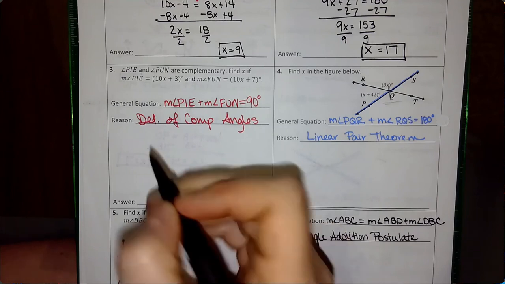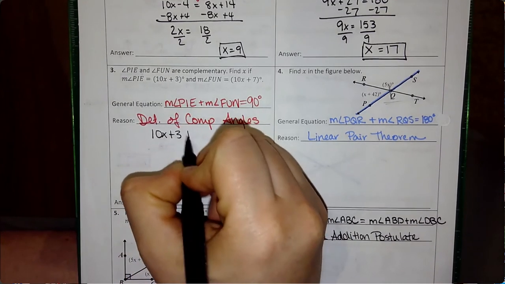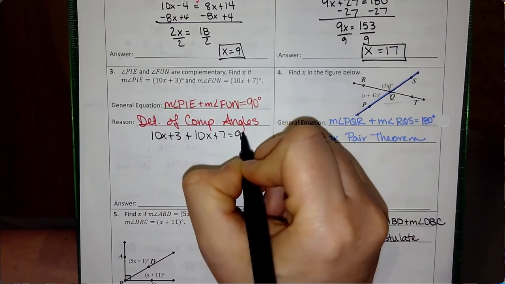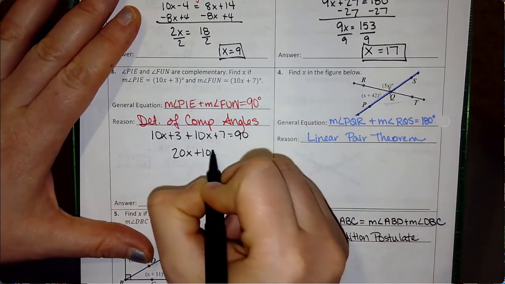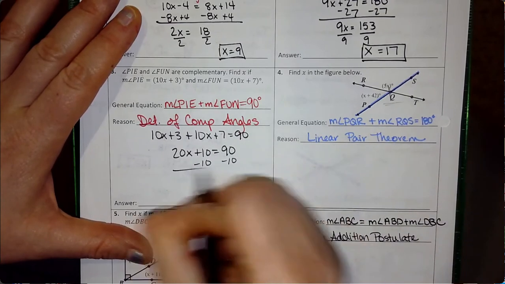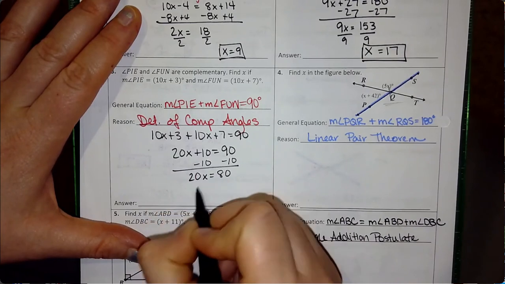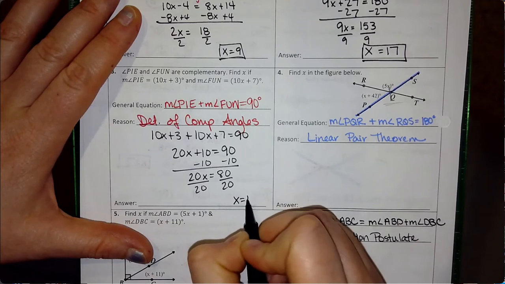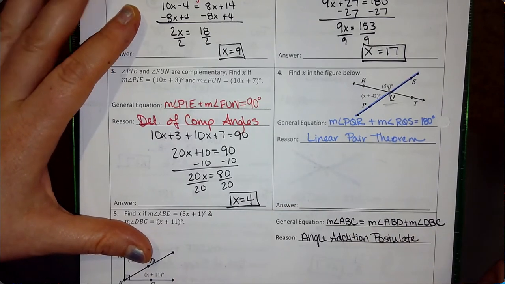So I'm just going to substitute in. Combine like terms, so I get 20x plus 10 equals 90. 20x equals 80. Divide by 20, and x equals 4. On to the next one.